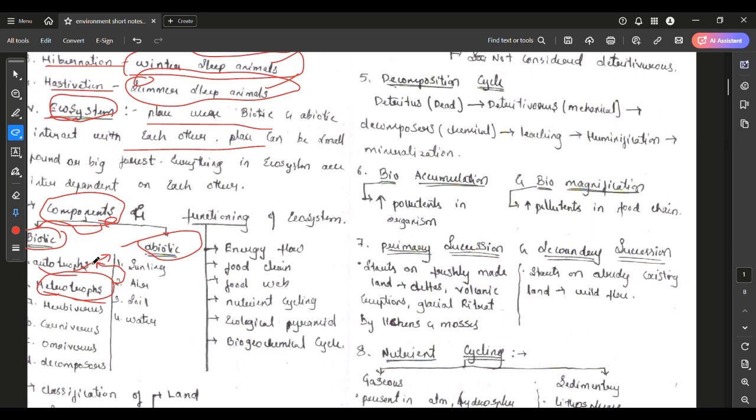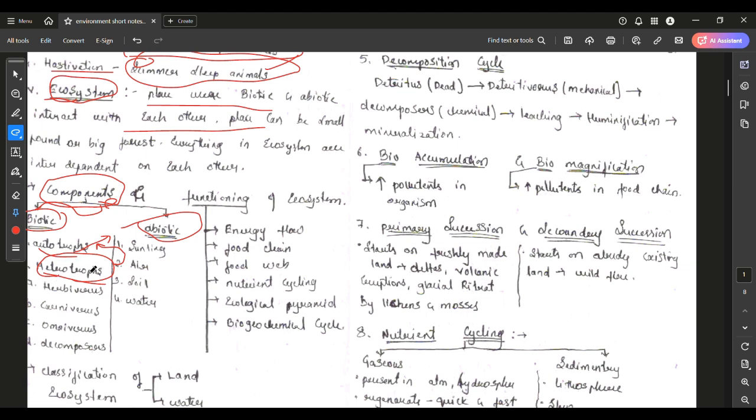Autotrophs are primary producers which do not depend on anything except sunlight. They produce their own food. Okay, these are called autotrophs. Heterotrophs are the animals which are dependent on the autotrophs, such as a grasshopper and a deer. And among the heterotrophs there are other types like herbivorous, which eat grass.